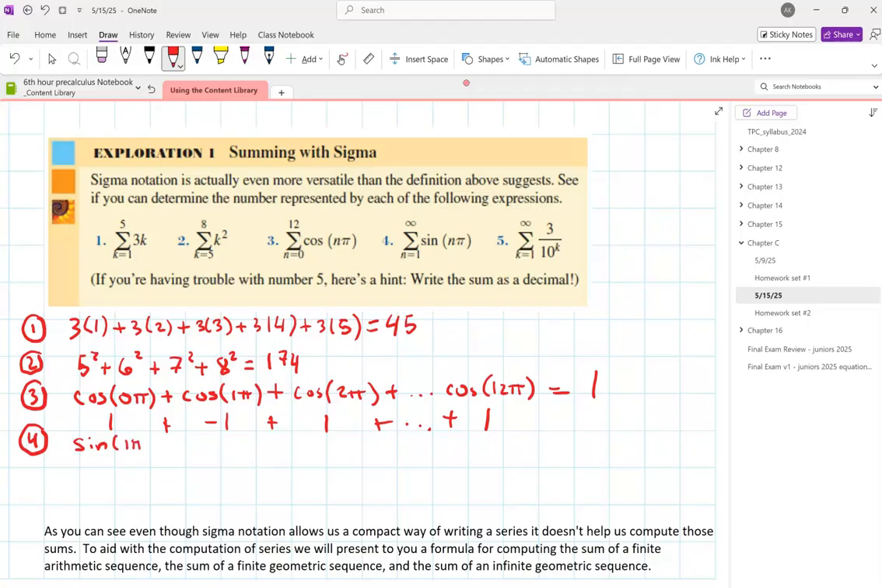So we have sine of 1 pi plus sine of 2 pi plus sine of 3 pi, and keep on going. Now, with what I know about trigonometry, sine of pi is 0, sine of 2 pi is 0, sine of 3 pi is 0. Hey, what do we know here? If we add up infinitely many zeros, I'm just going to get 0.